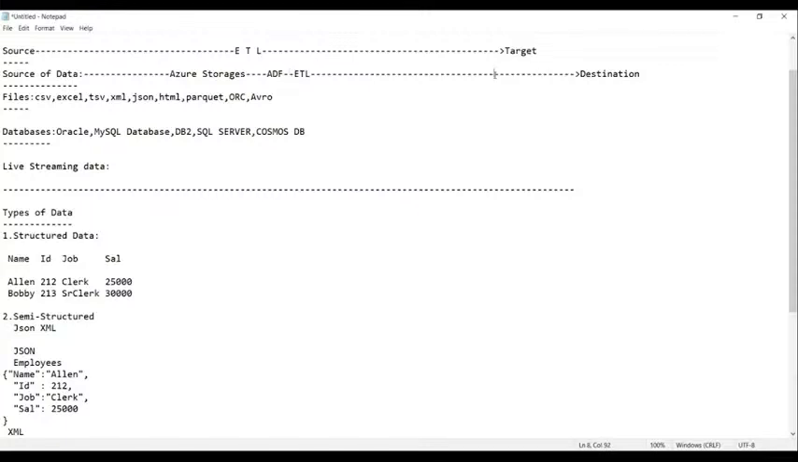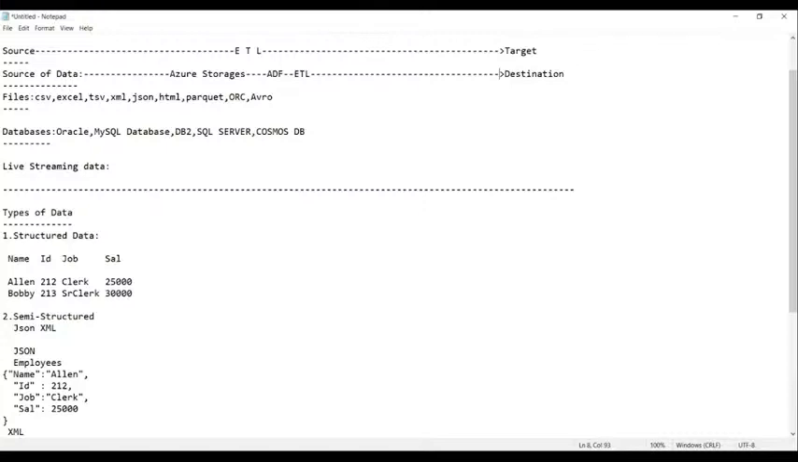Finally, the data is sent to what? Destination. Am I right, everyone? Finally the data will be sent to the destination. So now, guys, what are the storages we have, and which storage stores what type of data? Let us try to see this.